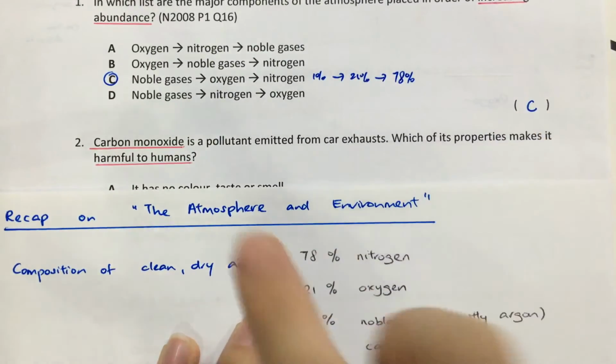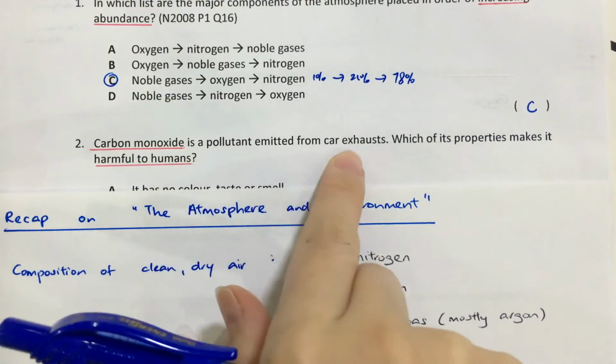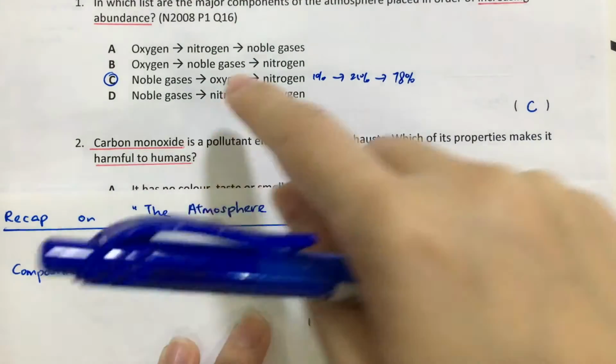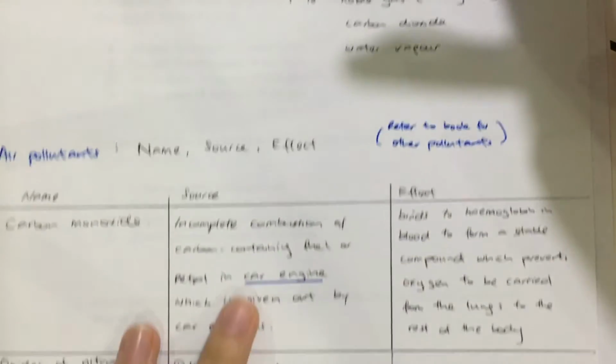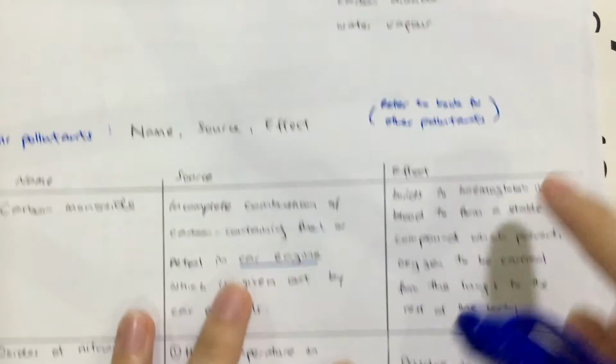Okay, next question 2. Carbon monoxide is a pollutant emitted from car exhaust. Which of the properties makes it harmful to human? So you look at carbon monoxide, the main idea that why is it harmful to human is because of this effect. Okay, so let's look at the question.